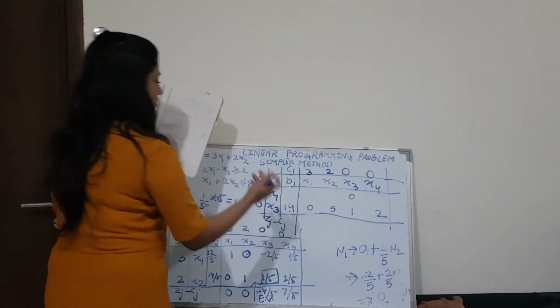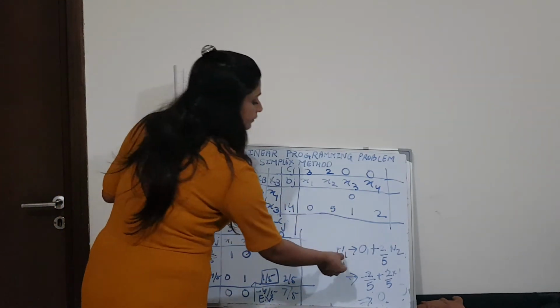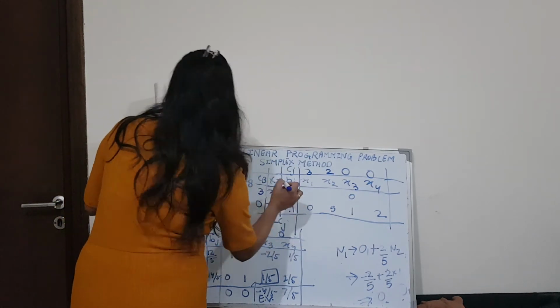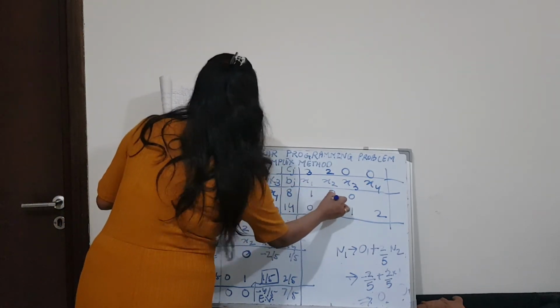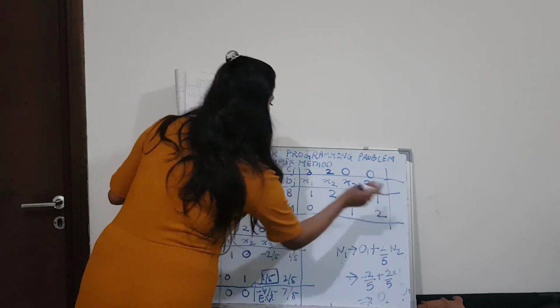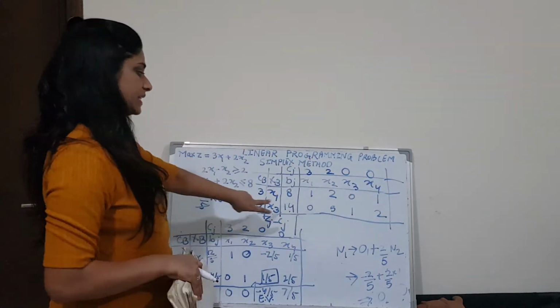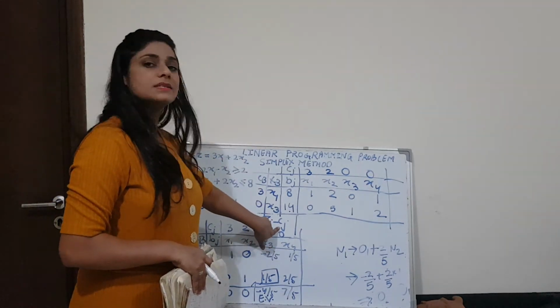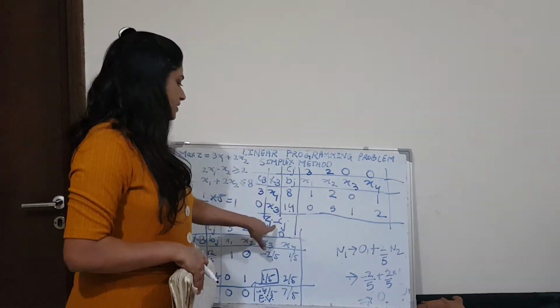Let's do it. You calculate yourself by this equation. I am writing directly 8, 1, 2, 0 and 1. So we have a new simplex table. Now next we will calculate Zj minus Cj. The method is the same, Zj minus Cj.